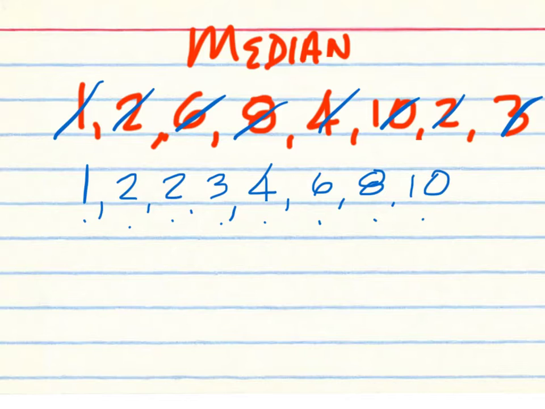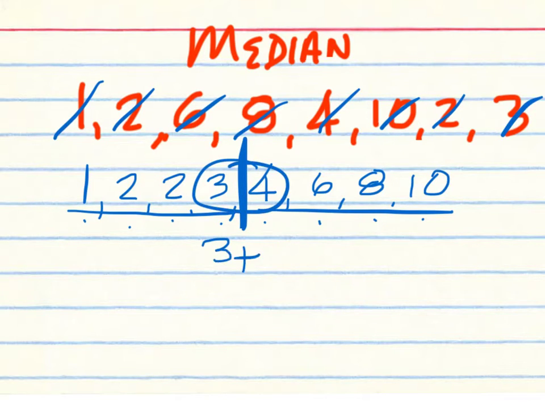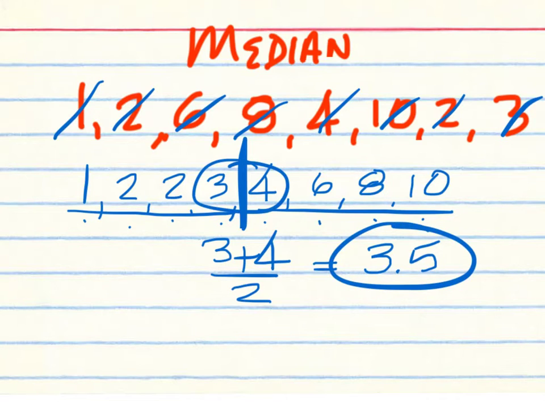In this case, you have an even number of numbers. So you can go over just as many on the left as you can on the right, but there's no middle number in there. So when that's the case, you add the 2 middle numbers together and divide by 2. So that would give you a median of 3.5. 3.5 is the middle number in this case.